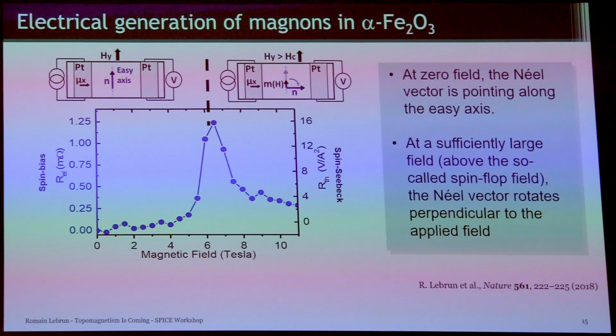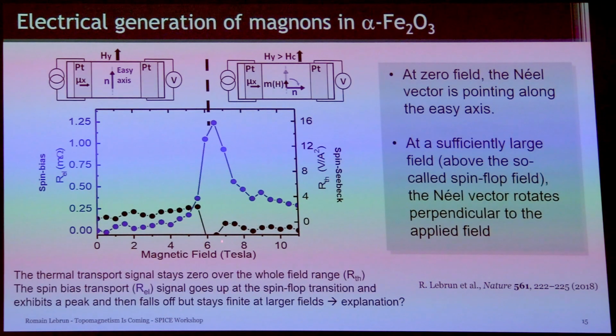So it seems that at the spin flop field, magnon propagation is enhanced, or at least the electrical signature associated with the magnon propagation is enhanced. And the question was, how can we explain this maximum of signal at the spin flop field and the fact that the signal is non-zero above it and completely zero below it? What was maybe even more surprising is that if we look at the spin-Seebeck signal at the same time, we do not detect any signal, just a small bump, but it's nearly equal to zero. So we wanted to explain those three features.